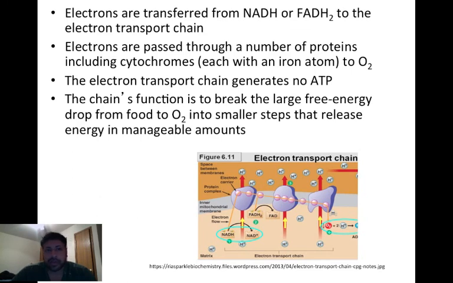Again, just reiterating the facts, electrons are transferred from NADH or FADH2 to the electron transport chain. Electrons are passed through a number of proteins, the electron transport chain complexes here, including cytochromes, which have an iron atom. Ultimately, we're trying to get to oxygen. And the electron transport chain does not generate ATP, but as we will see, it's basically helping to build up to the process of generating ATP.